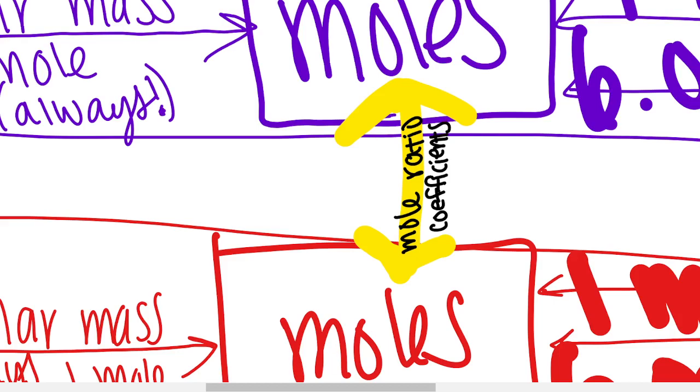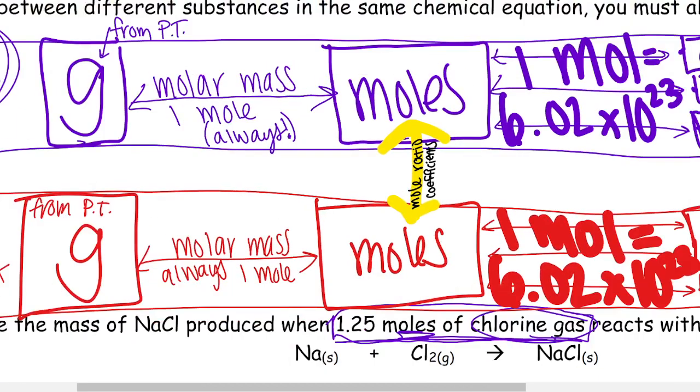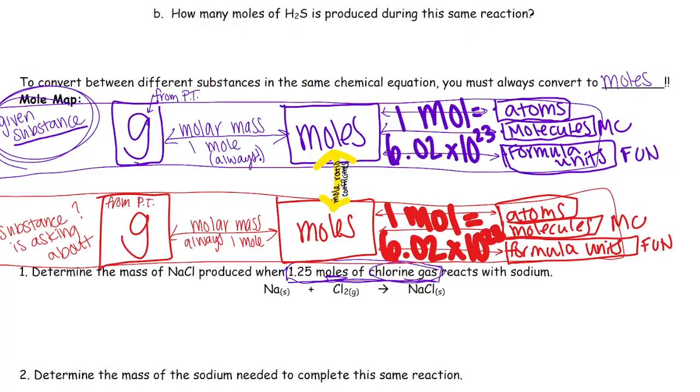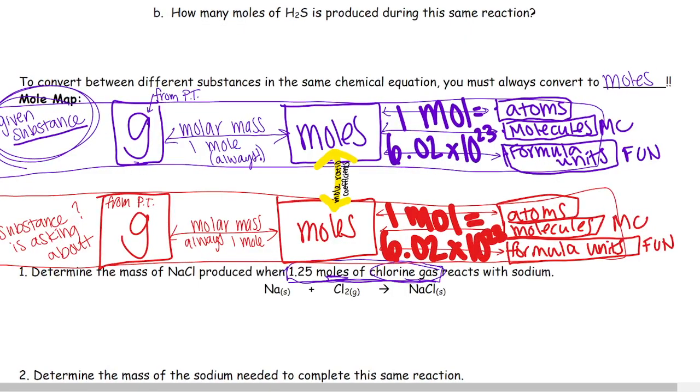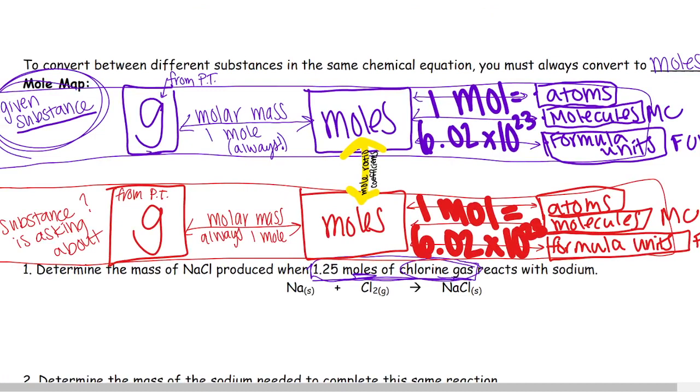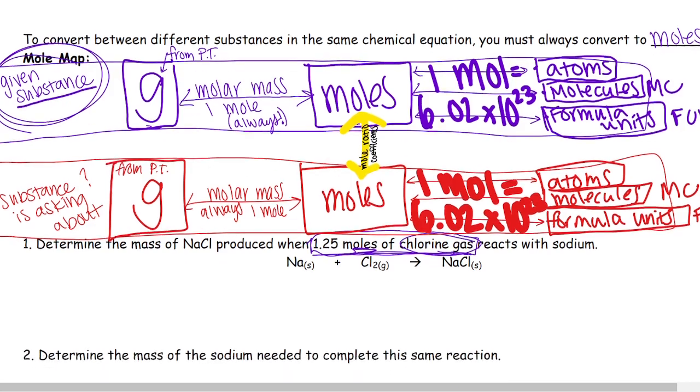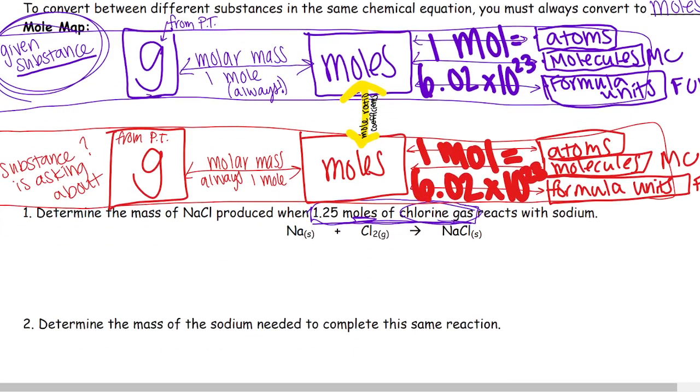So if I zoom that out, this is your whole mole map. So to get between two different substances, you have to use a mole ratio that comes from the coefficients in your balanced chemical equation. So let's do example number 1 so that you can see how we actually use this in practice.